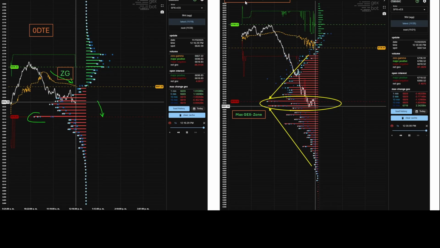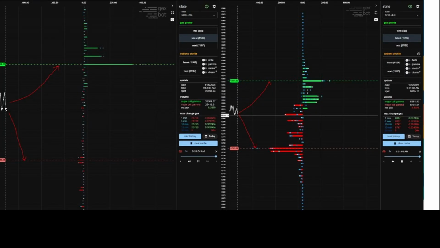Dealers have more puts than calls here. In this case, price will try to go to the max GEX zone, negative zone, okay? Another example. Here the same, session start here and appear this big bar, positive gamma or call position. This call position is a magnet because this position has to be covered or hedged for dealers and market makers.